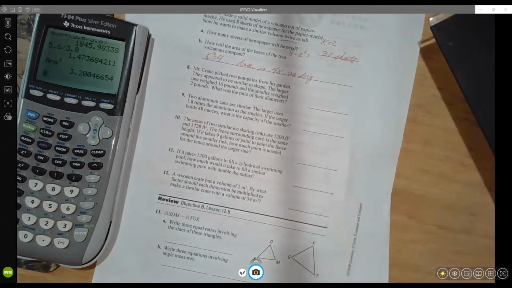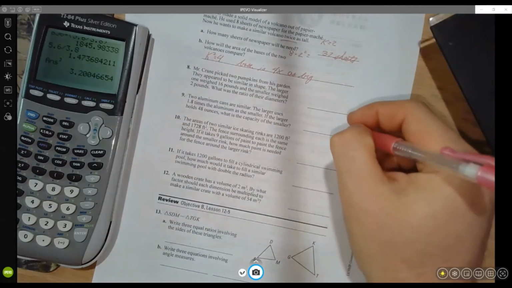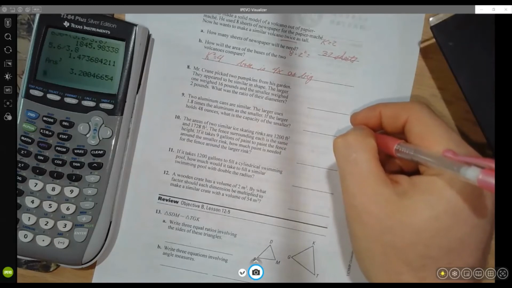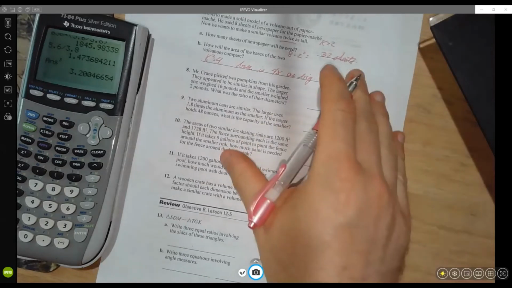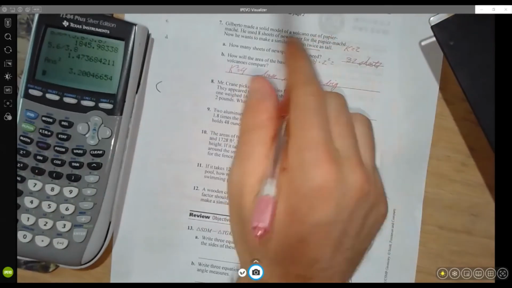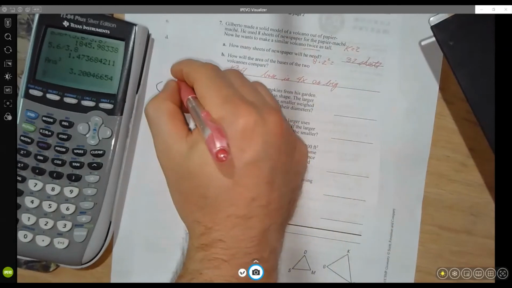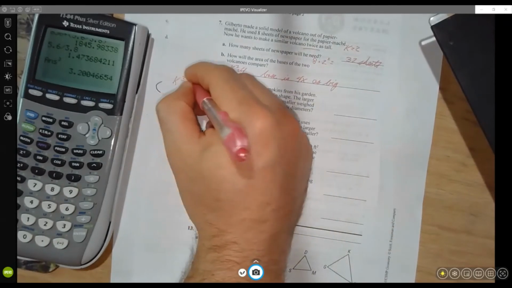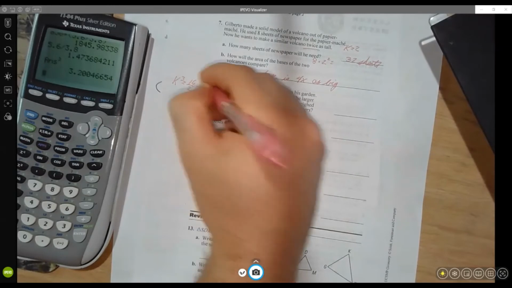All right, Mr. Crane picked 2 pumpkins from his garden. They appear to be similar. The larger one weighed 16 pounds, the smaller one weighed 2 pounds. What's the ratio of their diameters? Now, this is tricky because they give you weight. Weight is 3-dimensional. So K cubed is 16 over 2, 8.